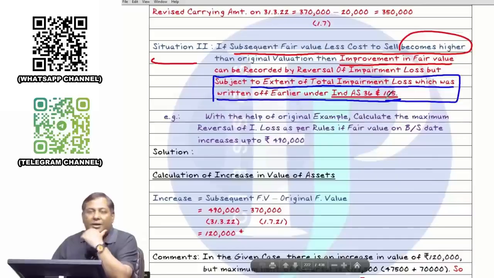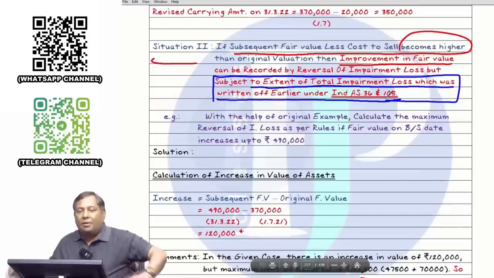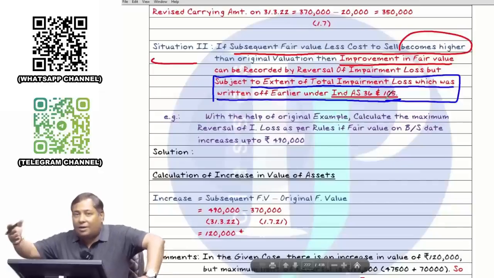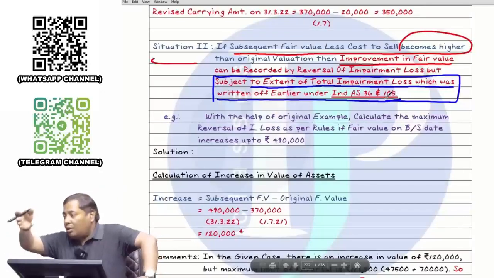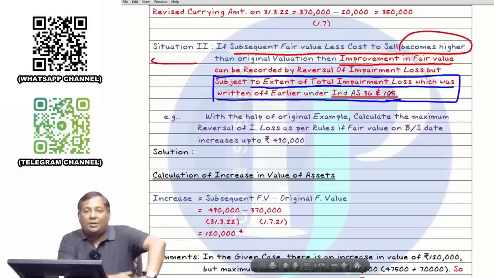I have written the whole story for you in your copy. First concept, when to apply. Second was how to apply. There were 3 steps: depreciation, 36 and 105. The third concept is reversal. So if you didn't sell it and it remains on the balance sheet date, then revalue it again. If you revalue it, you can go downward or even come back. But there will be a limit on coming back.